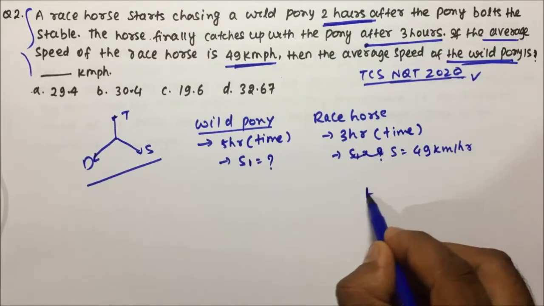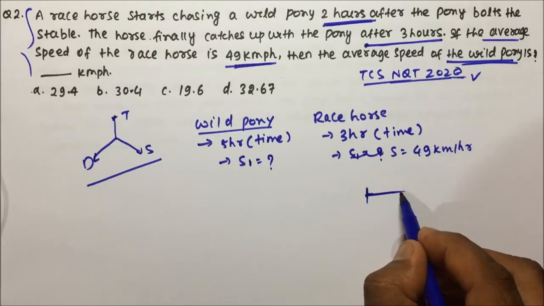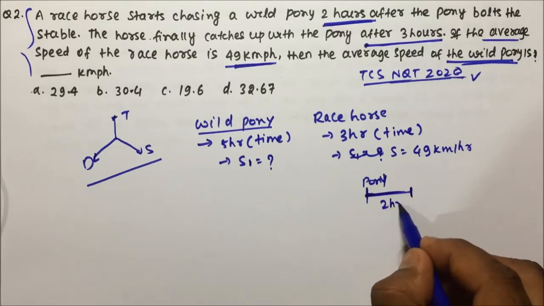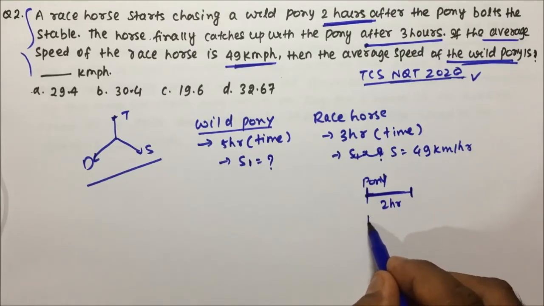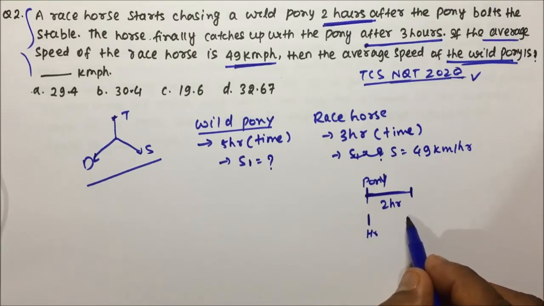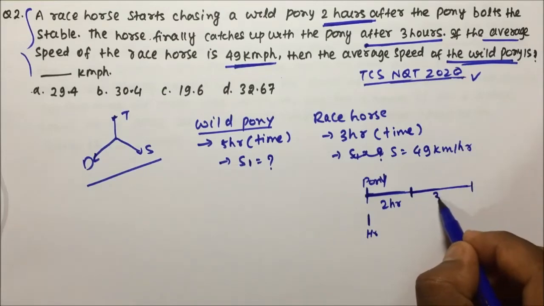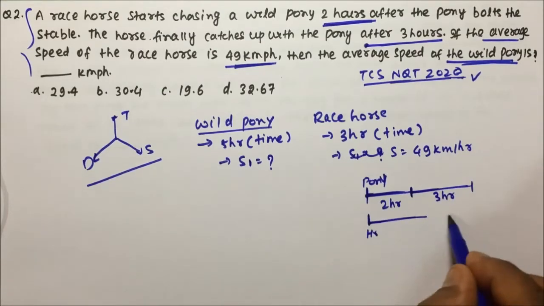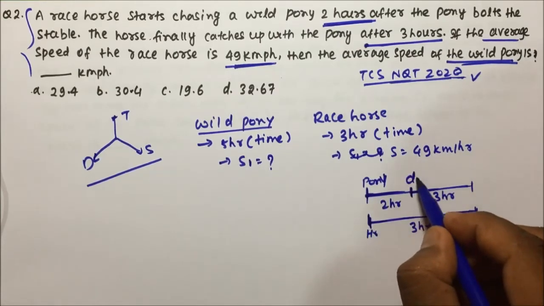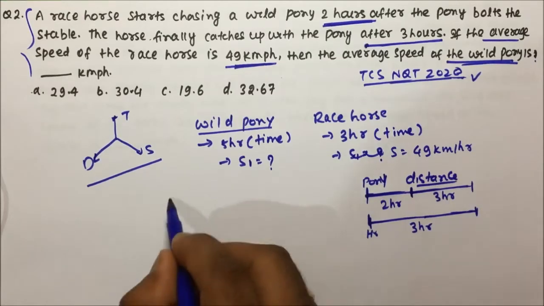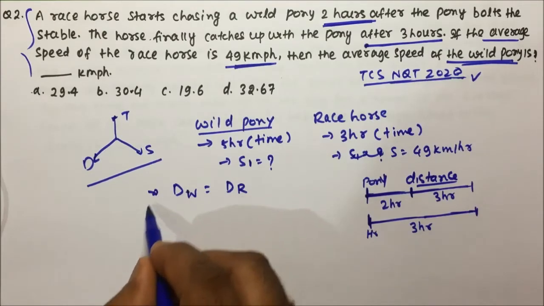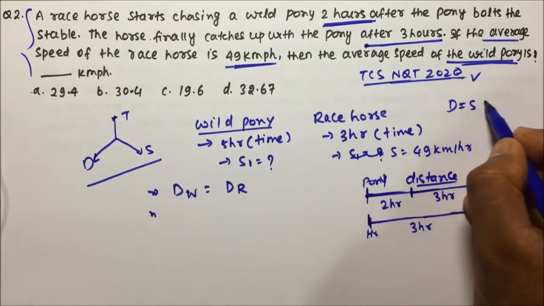See, basically if I want to tell you the question, a pony started from here. When it has already run for 2 hours, the horse is seeing that the pony has already run for 2 hours, and the pony will again run for 3 more hours, and this horse will catch that pony in only 3 hours. So friends, the distance will be the same. You can see the distance covered by the wild pony is equal to the distance covered by the race horse. So distance will be equal to speed into time.